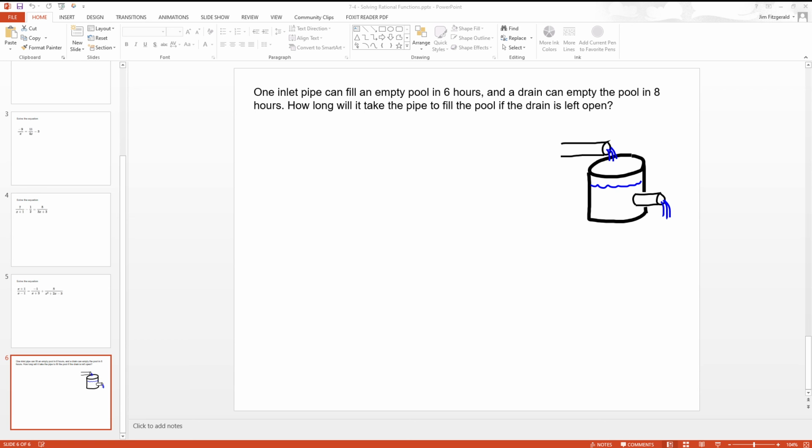So if somebody left that drain open and tried to fill that pool and didn't check on it in 24 hours, that would be full.